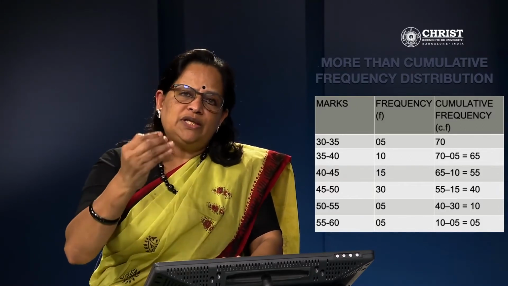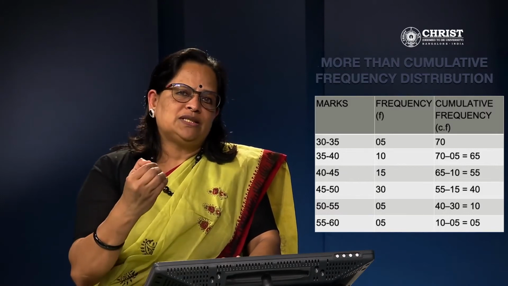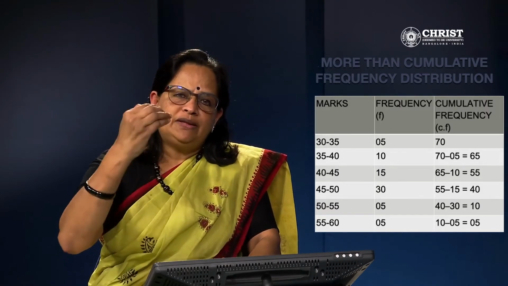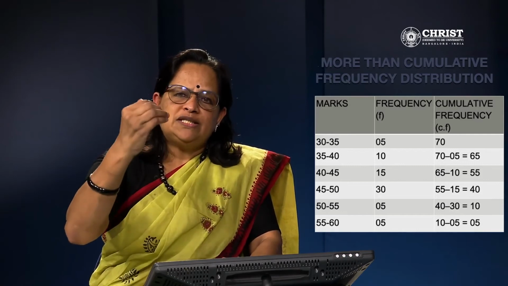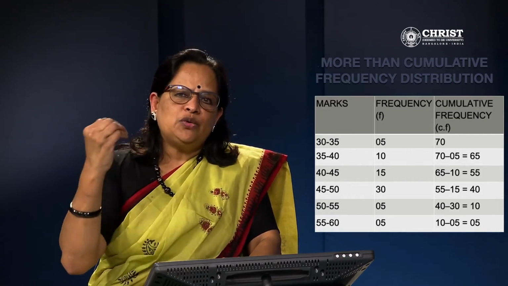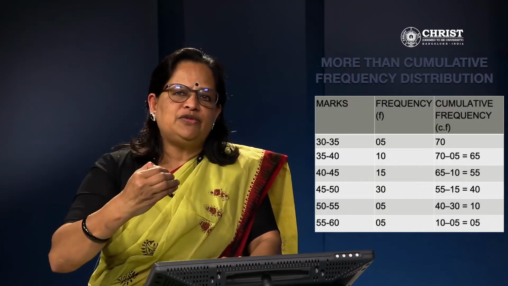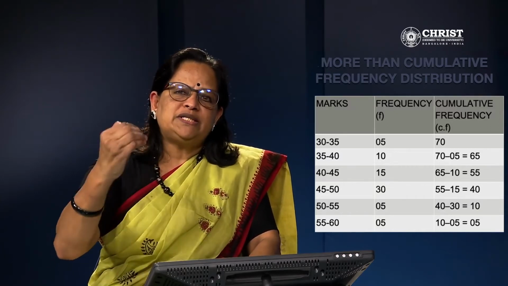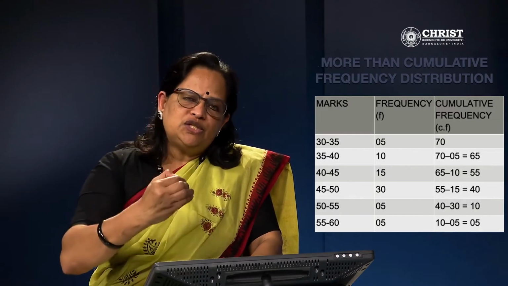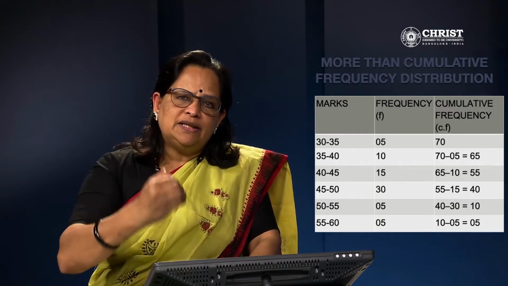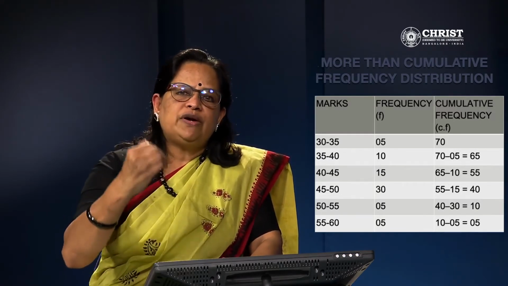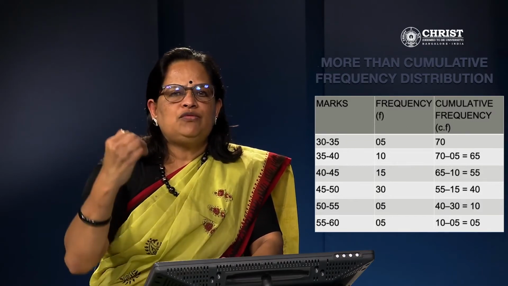Now 30 to 35, 5 is the frequency of that class. So for the next class, when you write 35 to 40, you take 70 minus 5. That is how you are getting 65. Next is 40 to 45. 10 is the frequency. So 65 minus 10 is 55. Next is 45 to 50 is the class and 15 is the frequency. So 55 minus 15 you will get 40.